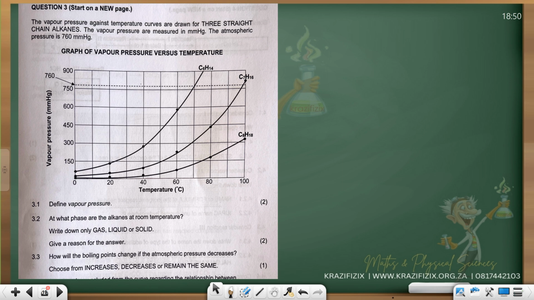All right. 3.2. At what phase are the alkanes at room temperature? What is our room temperature? Write down gas, liquid, or solid. Give a reason for your answer.